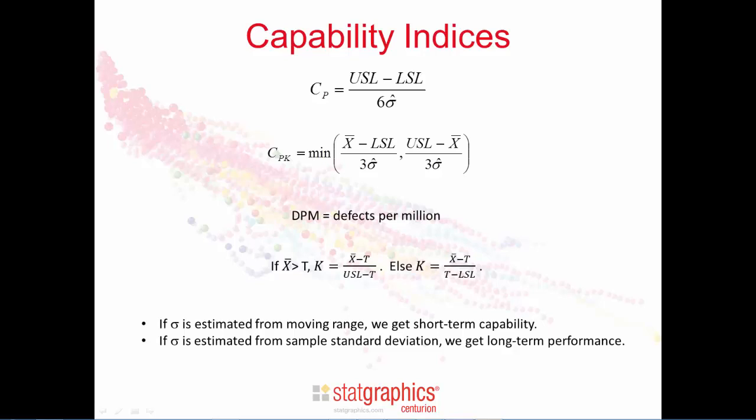By the way, it's common practice to call the indices Cp and Cpk when we're estimating short-term capability, and Pp and Ppk when we're estimating long-term performance. If the mean of your process is not stable but tends to drift, then your capability can be considerably better than your performance.